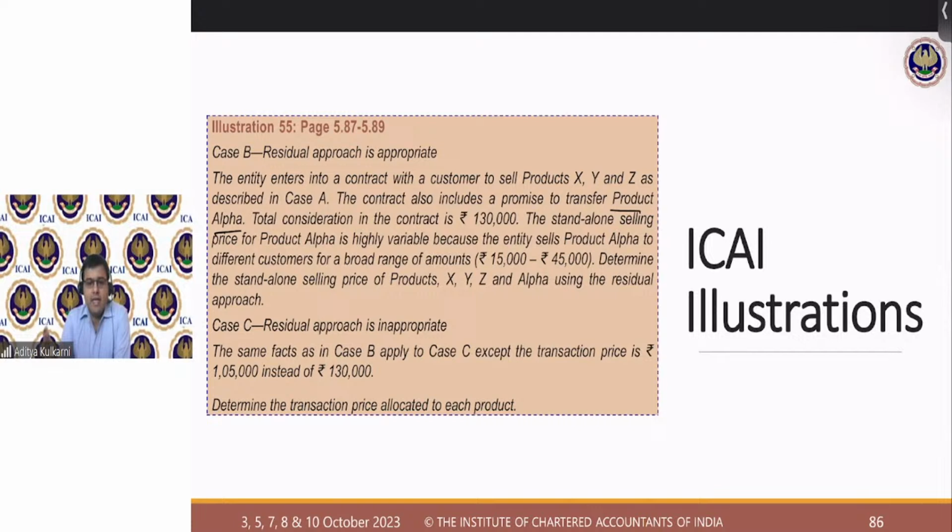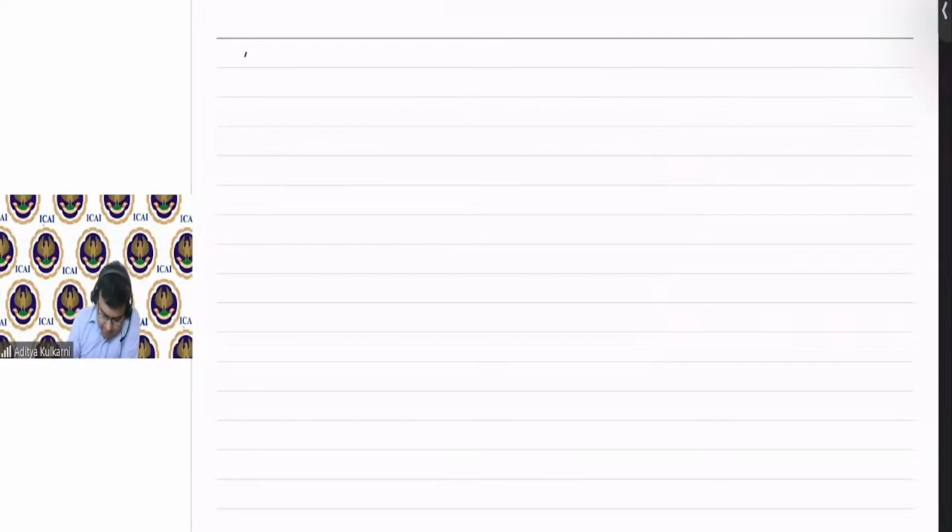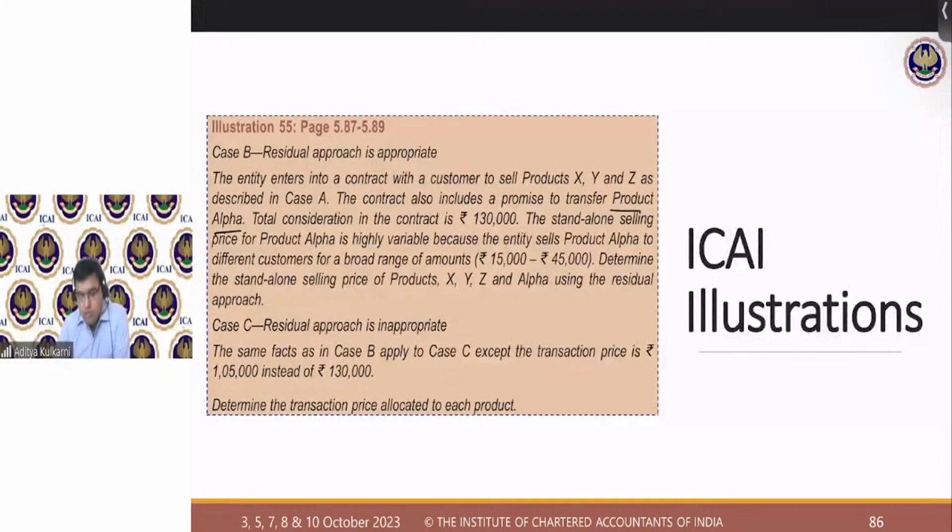Standalone selling price is highly variable because the entity sells product alpha to different customers for a broad range of amounts ranging between 15,000 to 45,000. Determine the standalone selling price of X, Y, and Z and alpha using the residual approach. So case B. You have 4 products now, X, Y, Z, alpha, and this is going to be sold entirely for 1,30,000.